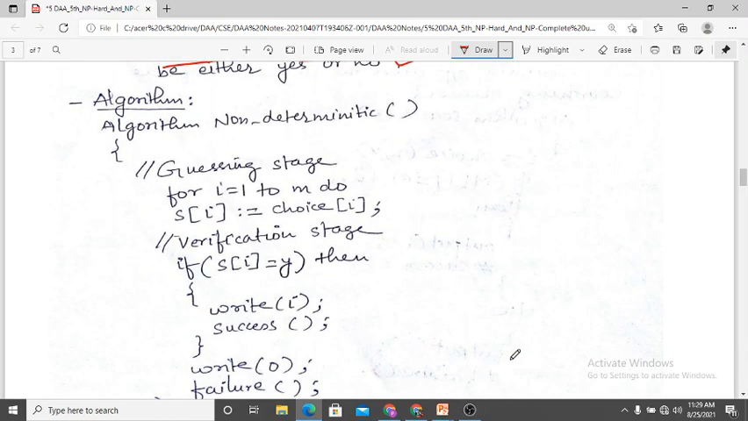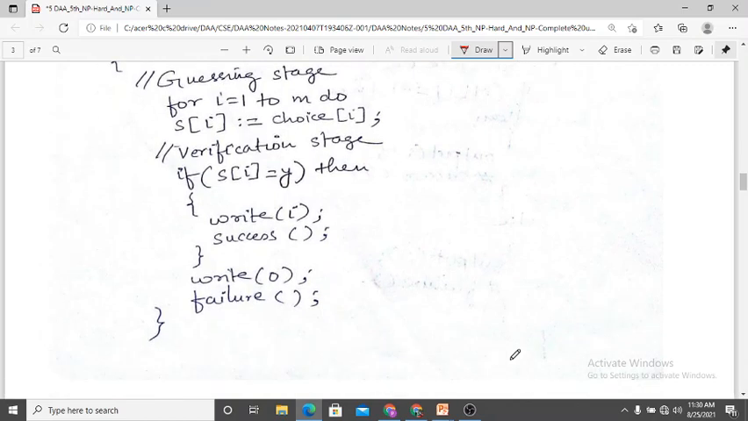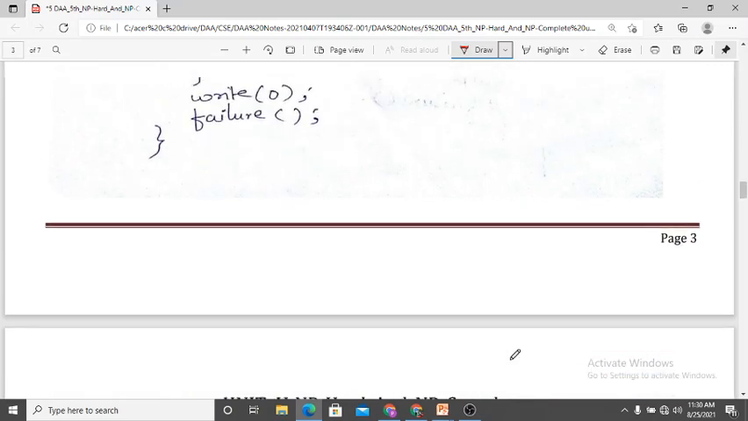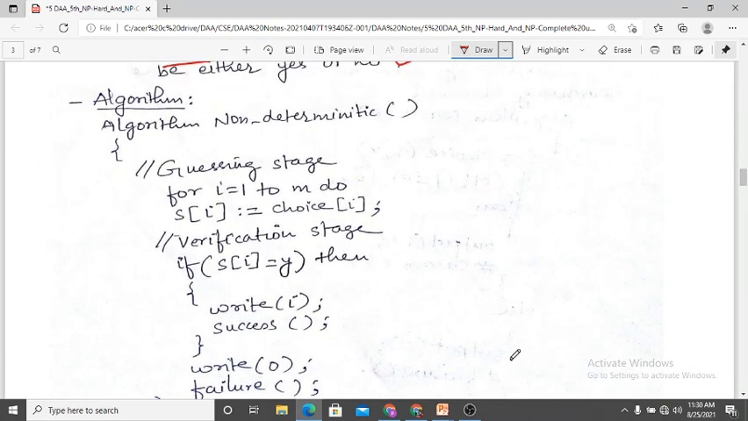So in the algorithm, we have 2 points, 3 points. Okay, we have a choice. Here, in this non-deterministic algorithm, if it is asked in the exam to tell something about the non-deterministic algorithm, you need to write this algorithm. Then only you are going to get the marks.